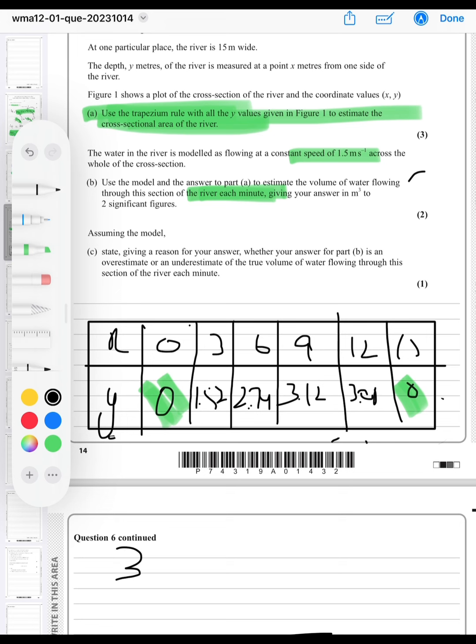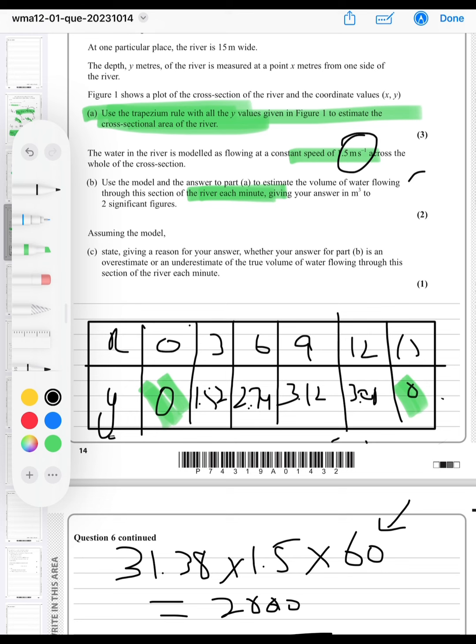So in the first part the area was 31.38 and through this area water flows with a speed of 1.5 through each minute, meaning 60 seconds, because they mentioned here it's meters per second. So we have to write this in seconds. So now the answer which we will get by doing this is 2800 and this is the answer. And they are saying for the volume, so the unit for the volume is cubed. So this was the second part.